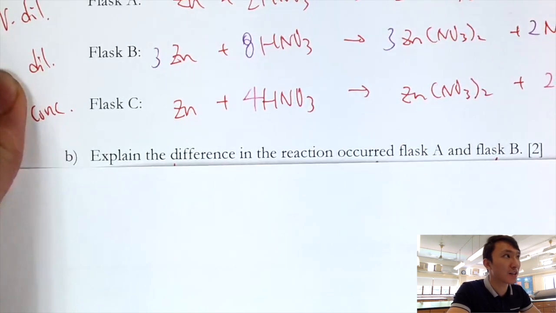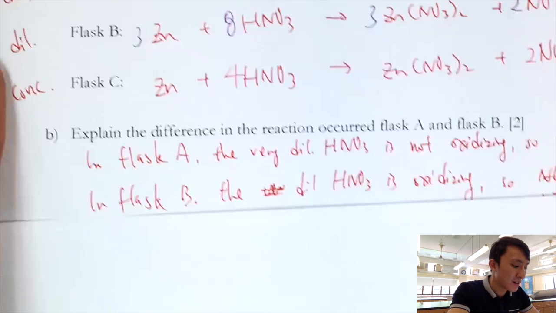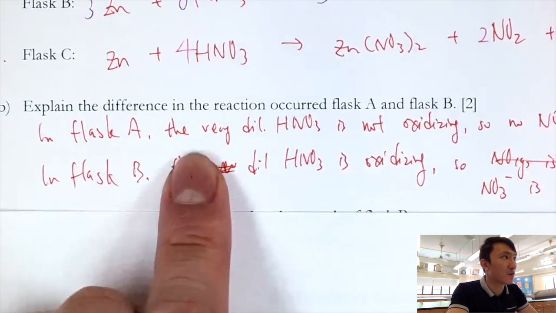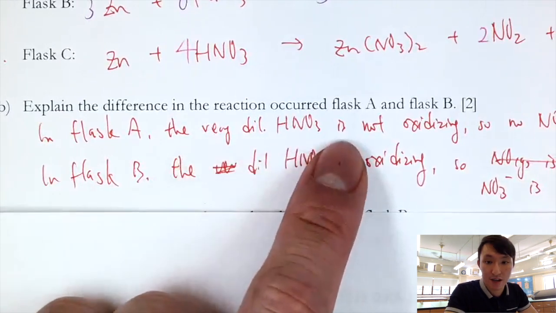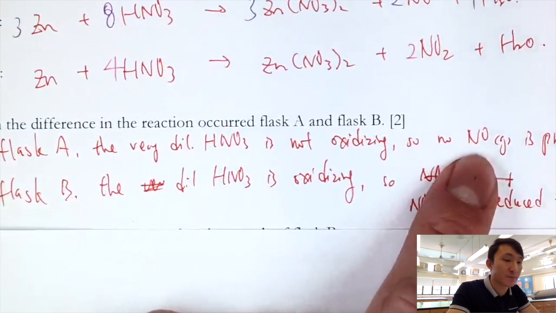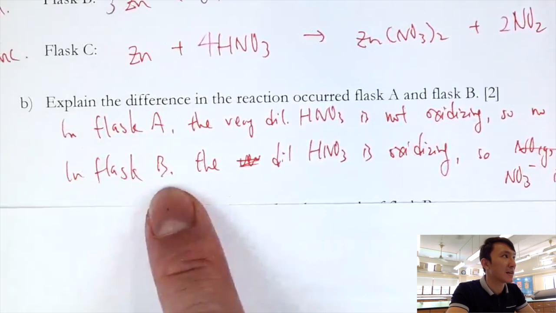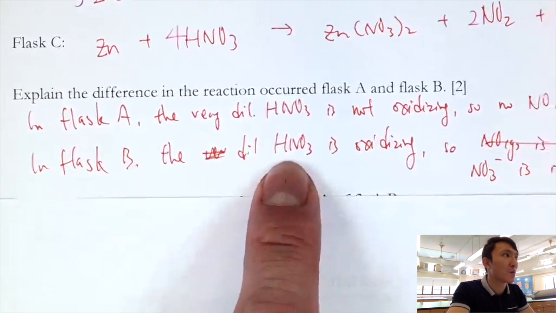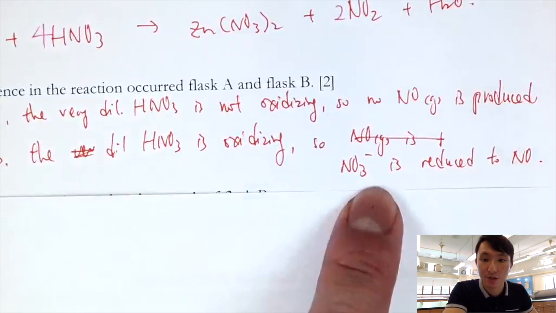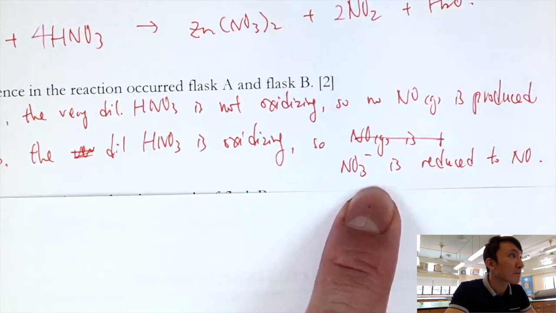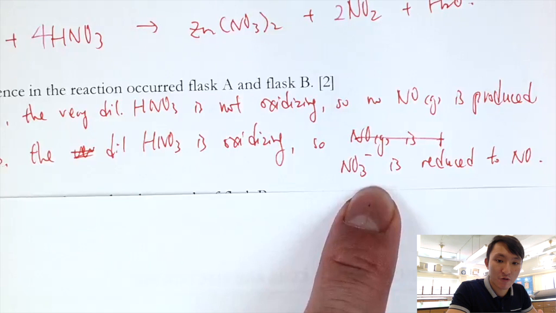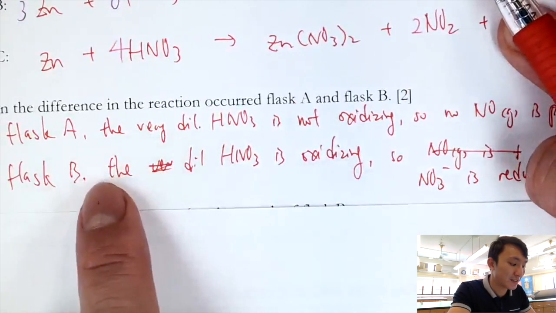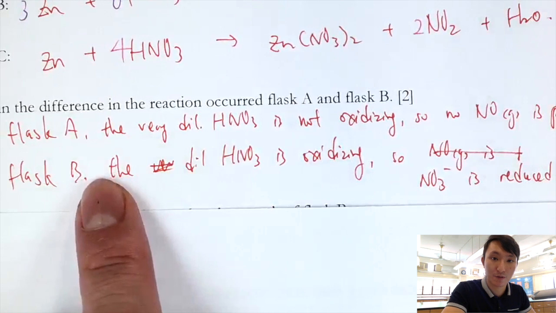So when you answer this question, we talk about it one by one. We say that in flask A, the very dilute nitric acid is not oxidizing, so no NO is produced. However, for flask B, which is the dilute nitric acid, it is an oxidizing agent. So we say that the NO3- is reduced to NO. Alright? So that tells the difference in terms of the reaction. It does not necessarily have to mention the difference in observation because the question is simply the difference in reaction. It's not the difference in observation. Right?